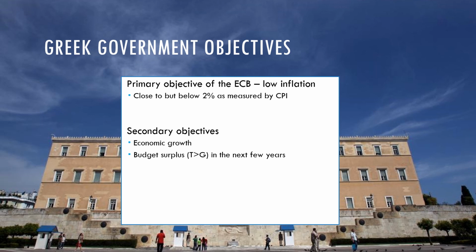They also have a large concern about the national debt. Greece has a very high level of national debt, that is, the debt owed by the government compared to the size of its economy. And so the Greek government have a target to try and run a budget surplus in the next few years, i.e. for tax revenue to be greater than government spending. Additional objectives would be to reduce unemployment and to have a current account surplus.